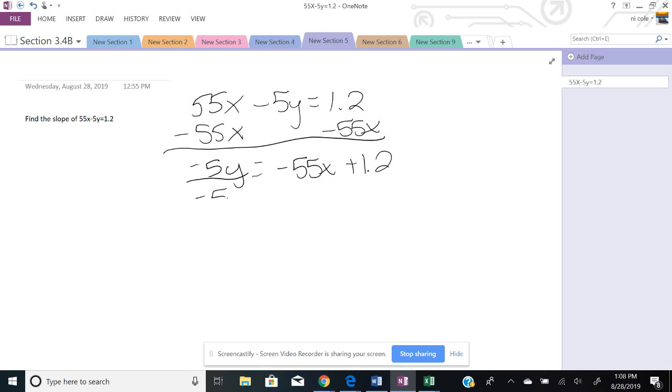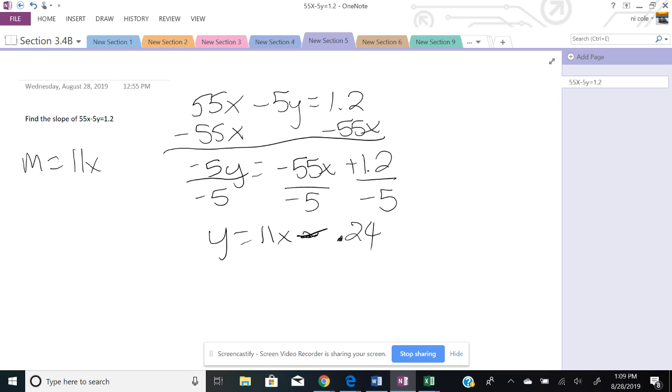Divide by negative 5, divide by negative 5, divide by negative 5. y is equal to, double negative makes it a positive, 55 divided by 5 is 11x, minus, because I got a positive and a negative, so that's a minus, and I have no idea what 1.2 divided by 5 is. 0.24. So here, my slope is equal to 11.